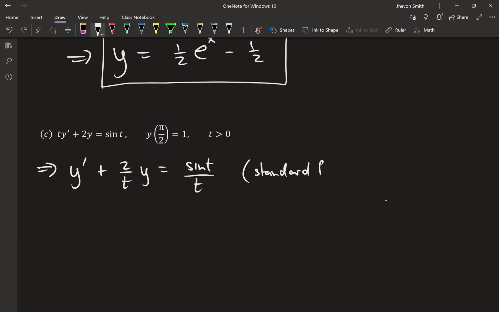Remember, our method needs to start off with standard form. Very common error is for students to forget to do that, and then they're going to identify their p, in this case, as the number 2. That would be incorrect. Your p is actually 2 over t. So now what? Now that it's standard form, what's the next thing we do?